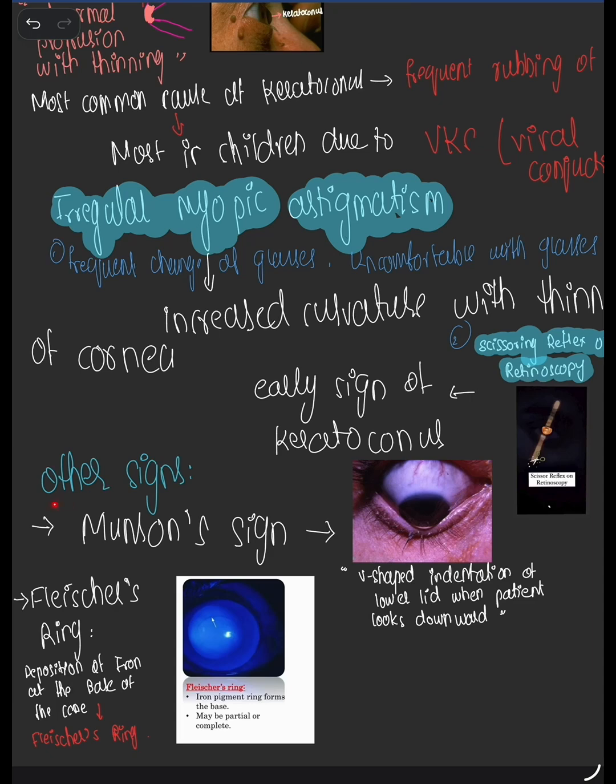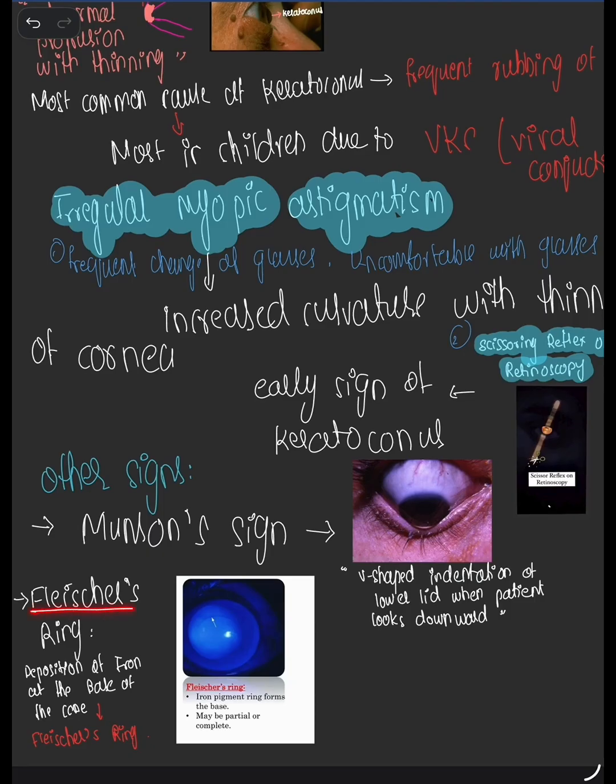What are the signs we observe in keratoconus? One is Munson's sign. It is a V-shaped indentation of the lower lid when the patient looks downward. As the patient looks downward, there is a V-shaped indentation of the lower lid. This is called Munson's sign.